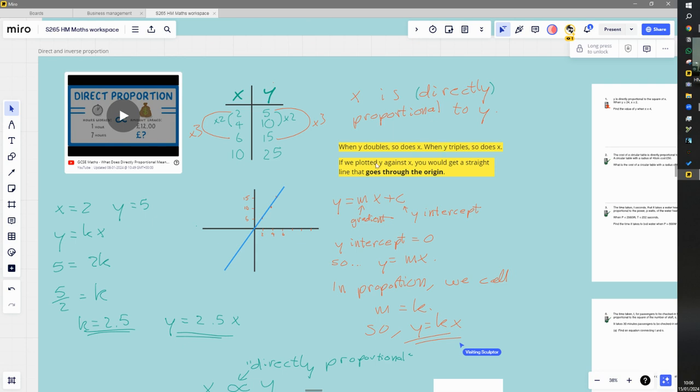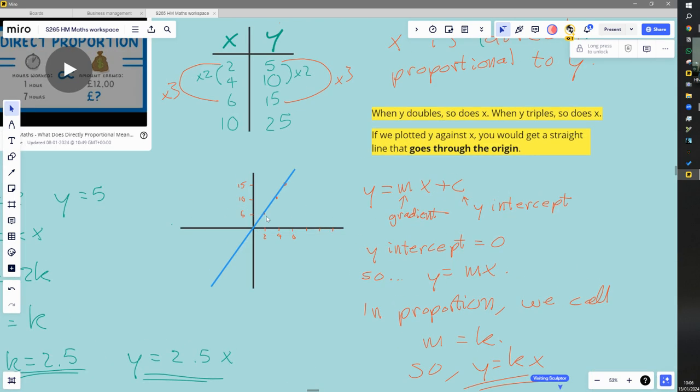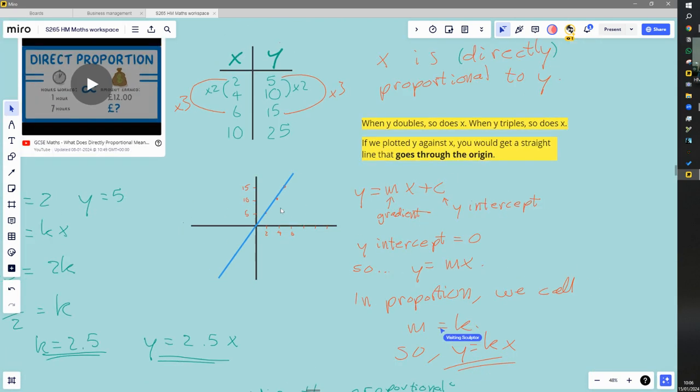If we have a look at this table, we can see how this one goes up in twos, and it started at 2, and this one goes up in 5s, and it starts at 5. I suppose even if you erased the 5 and the 2 at the beginning, it would still work. The point is, if it follows this top one here, then it's directly proportional. And also, if it follows the bottom one, it's directly proportional. If we plotted it on a graph, it would be a straight line that goes through the origin.